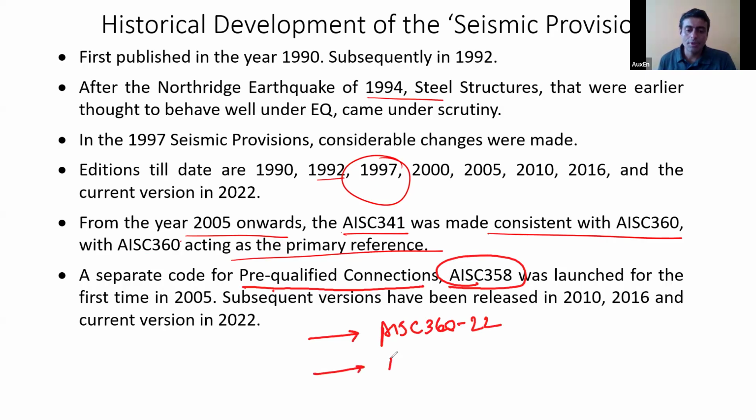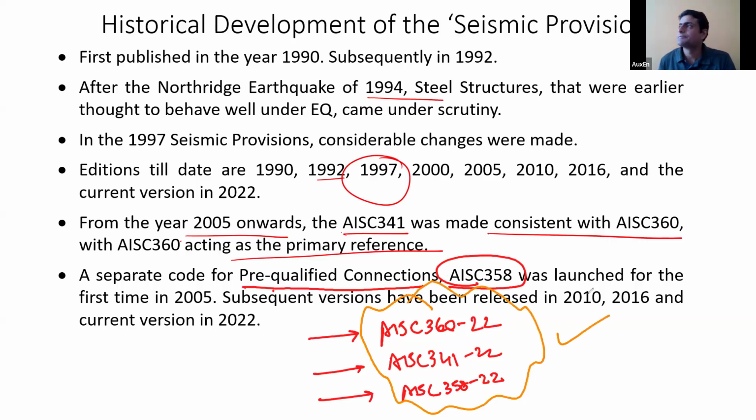Then you will have the seismic provision in AISC 341, and you will have the pre-qualified connections to be used in special moment resisting frames and intermediate moment resisting frames given in AISC 358. So overall, now they become a single family of codes. Clear? Is it clear so far? Any questions, doubts, difficulties you have?